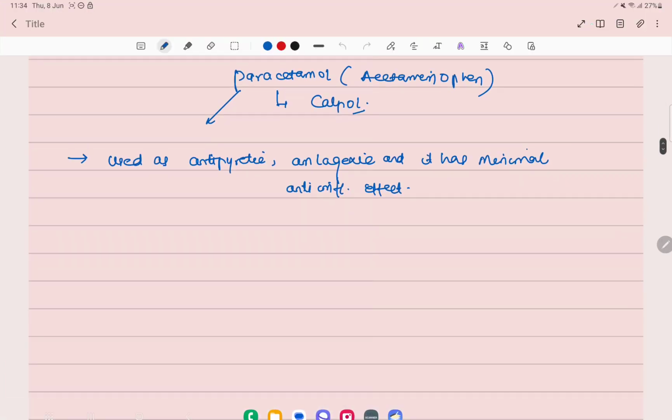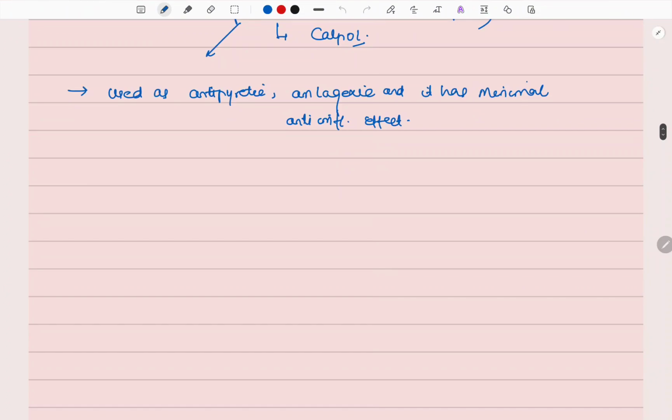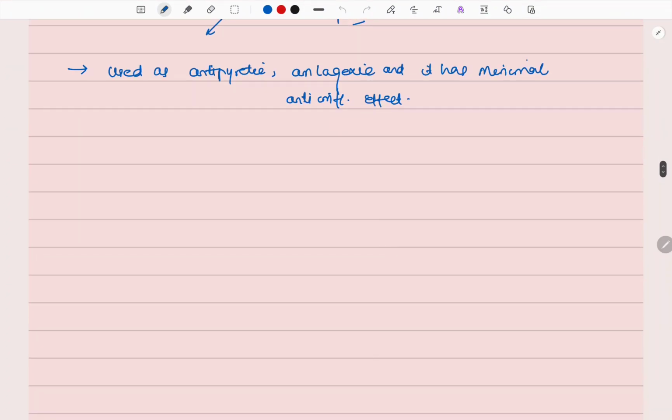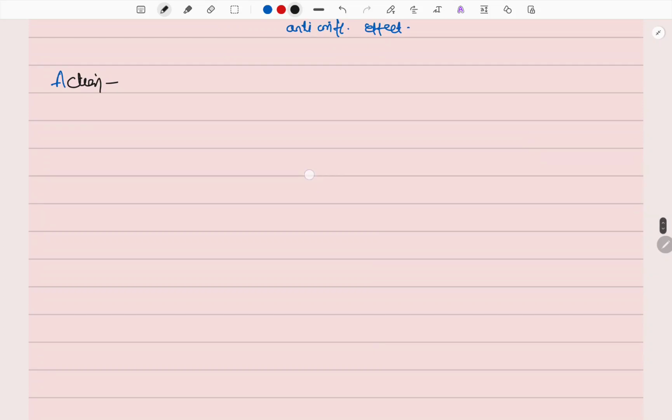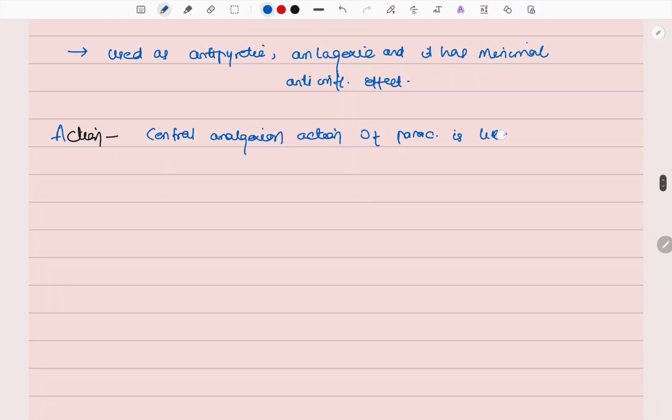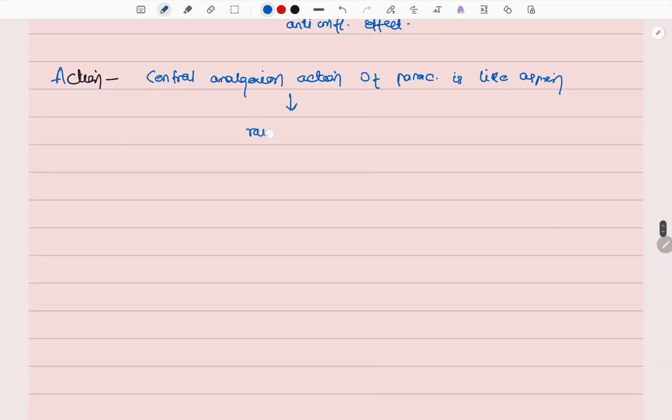Now we will look at the action of paracetamol, that is acetaminophen. Its action is the same as aspirin, the central analgesic action. The central analgesic action of paracetamol is the same as aspirin. It raises the pain threshold.